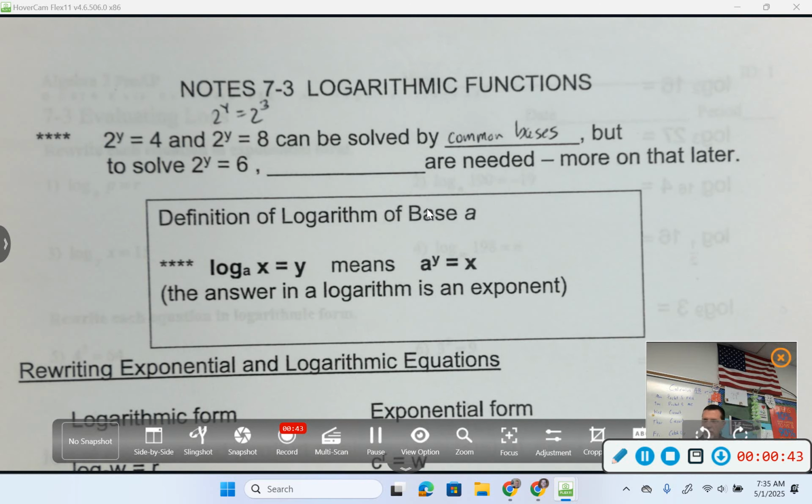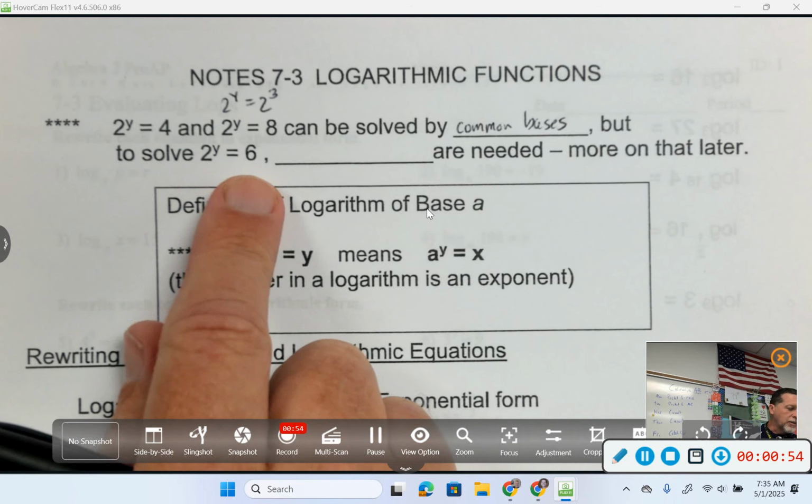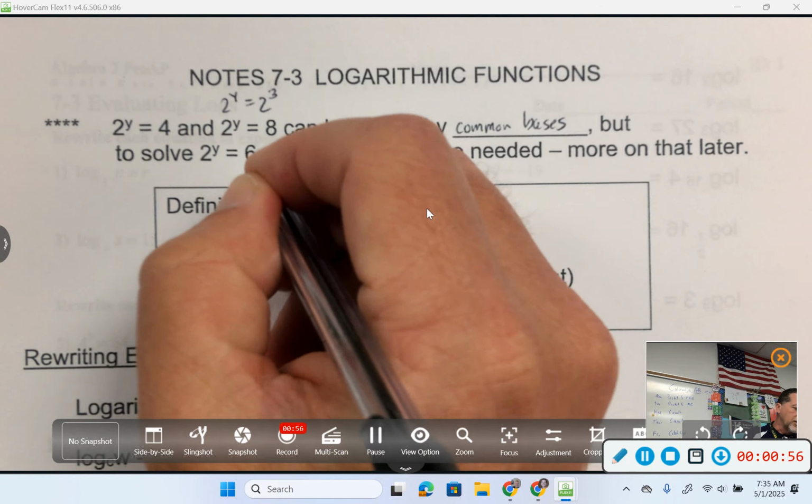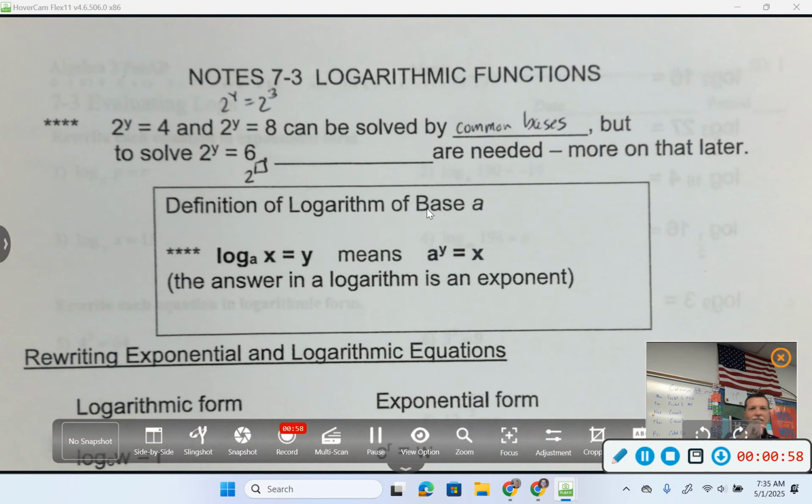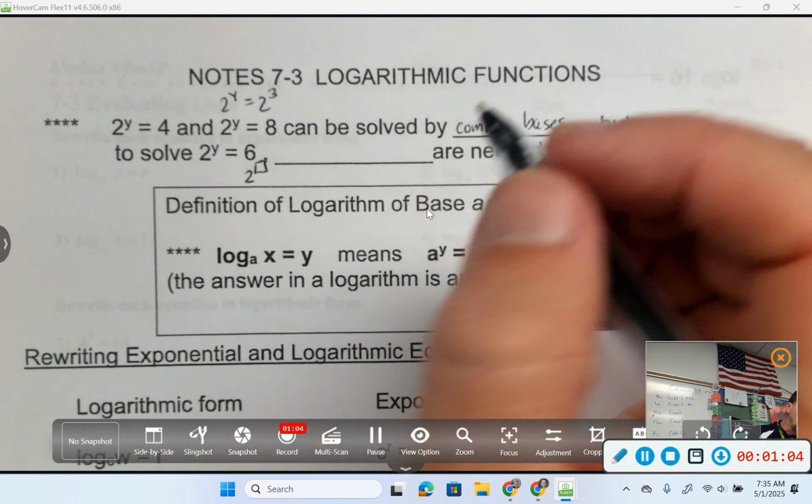There was one of those on the most recent test. It was kind of a pain because there were like 4 different numbers that you had to get to a common base. But to solve 2 to the y equals 6, that doesn't really work because it's like, well, 2 to the what would be 6? I guess there's a number, but it's not a nice number. It's not an integer for sure. That's where logs are needed.